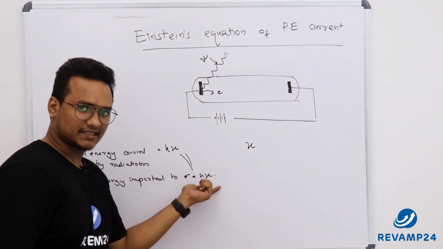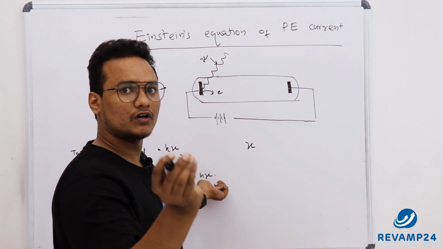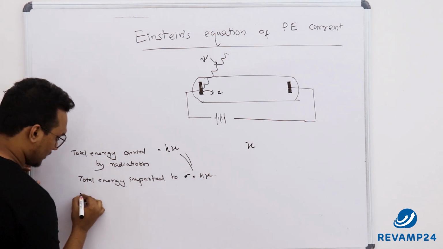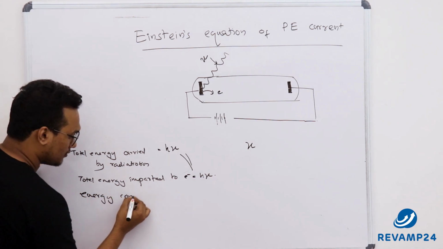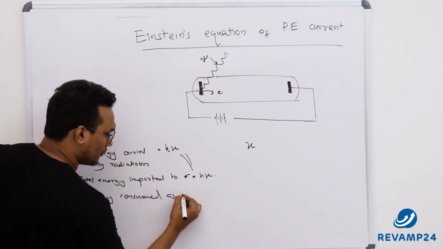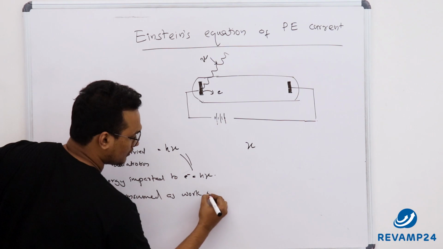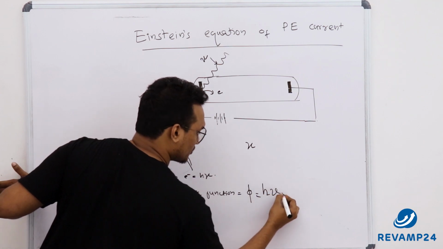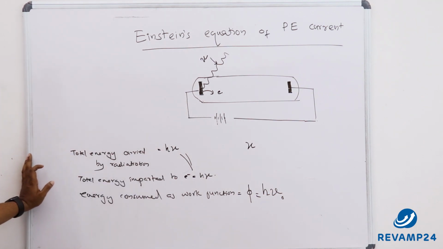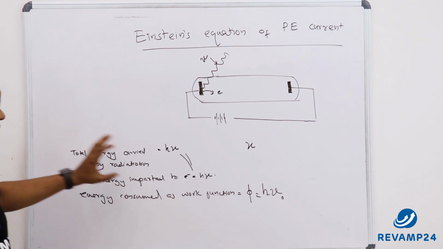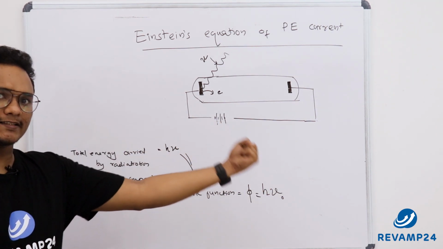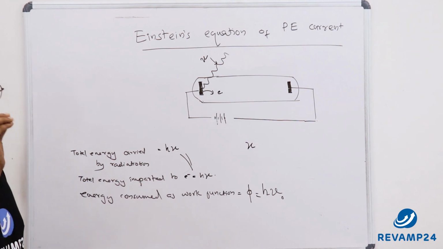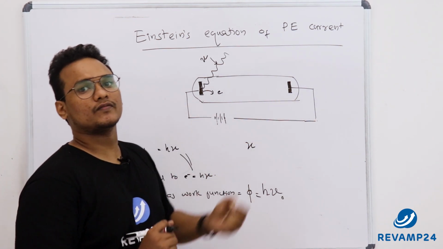Out of this much energy, a part will be used as the work function. What is the work function? It is the energy needed to take an electron out of the metal surface. The energy consumed as work function is phi, which is equal to h into nu 0, where nu 0 is the threshold frequency. If this much is consumed, what is remaining? h nu minus h nu 0 is remaining. Where will this energy go? It will be the kinetic energy of the moving electron.